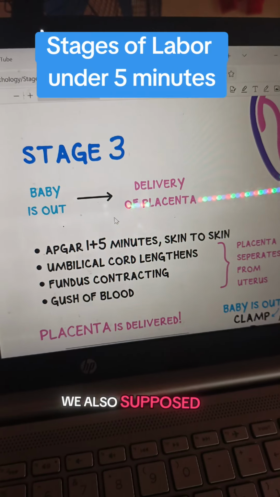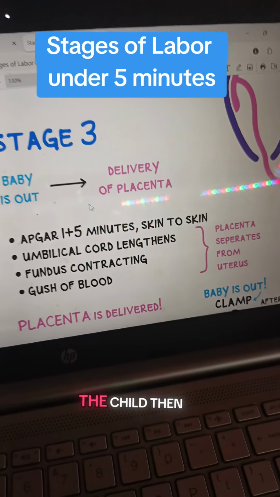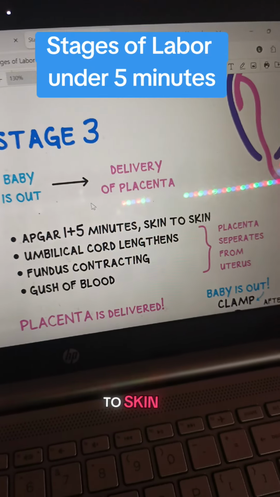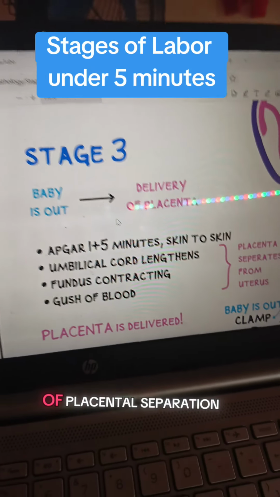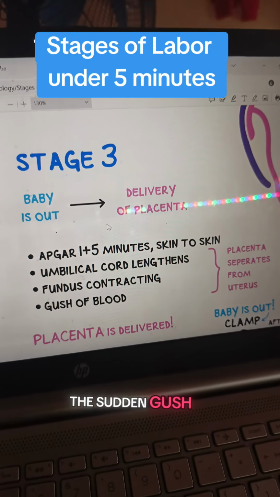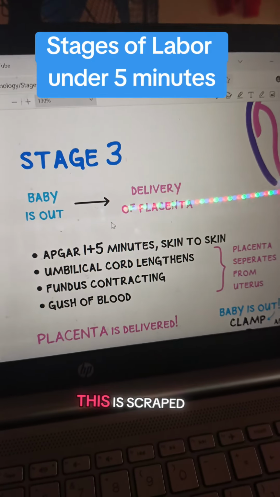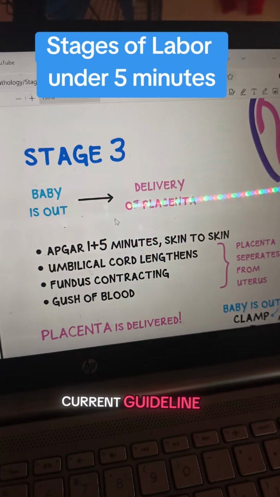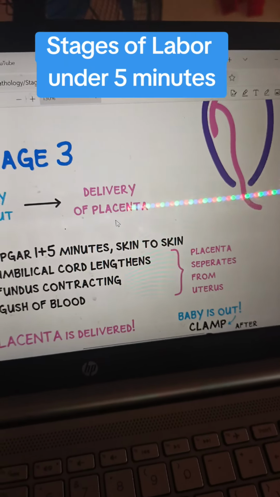So we are also supposed to do the Apgar score. We are scoring the child. Then we encourage skin to skin. Then we can look for signs of placental separation, that is lengthening of the umbilical cord, and also the sudden gush of blood. But I'm told that this is scrapped from the current guideline. You can go and check it out.